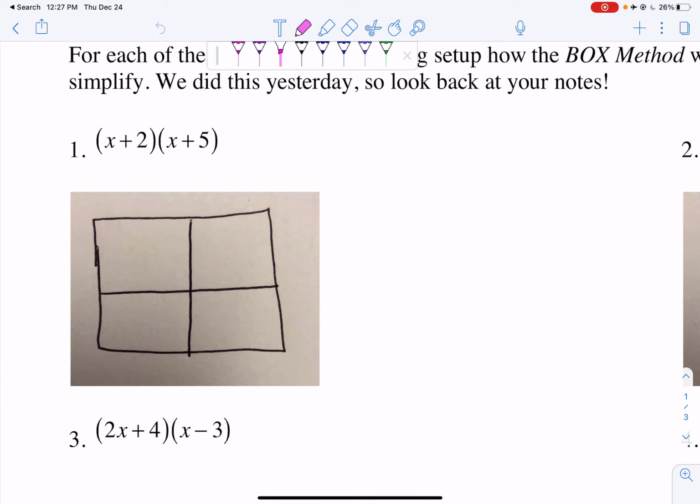The way the box method works is I simply put my binomials wherever I want to put them. So I'm going to put my x plus 2 on top. I could put my x plus 2 on the left, but it doesn't matter. And then I'm going to put my x plus 5 on the left. Now that I have my binomials listed, I now need to perform my multiplication.